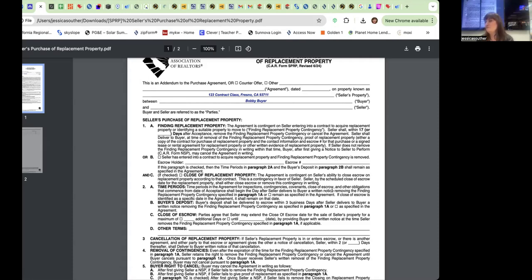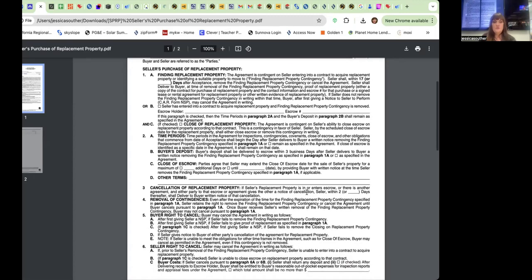Let's say that the contingency is removed, but the other property that they wanted to buy falls out. Is there any way for the seller to kind of save themselves? Yeah, it'll explain that right later in the form. Okay, great.